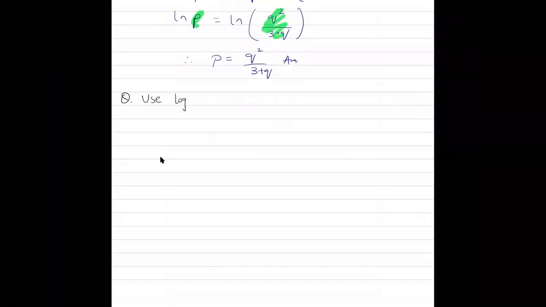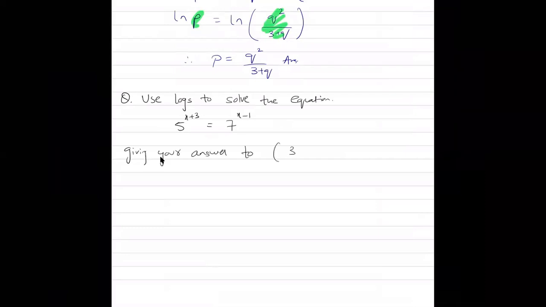Use logs to solve the equation 5 to the power of x plus 3 equals 7 to the power of x minus 1, giving your answer to three significant figures. So that's an exponential equation, and you will have to use logs to solve this. So try it out. This is also a past paper question. It's 4 marks.